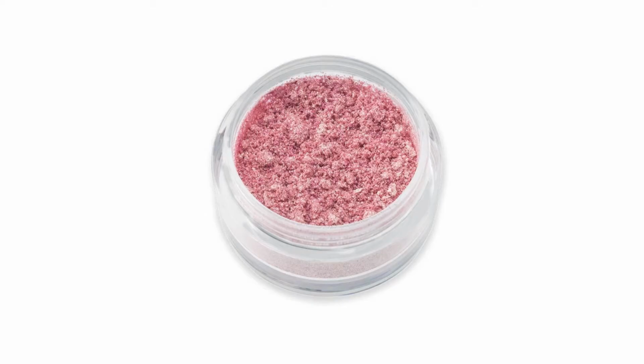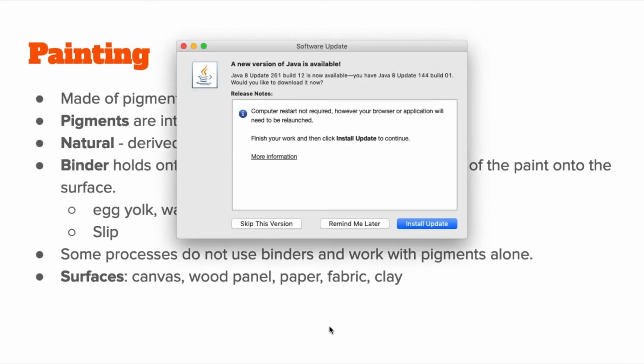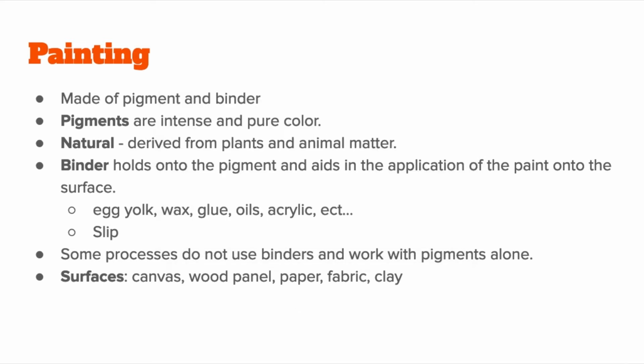Makeup can also be applied with very little binders and just rely on the pigments themselves. And again, the surface itself, the support material, can be made of many different types of materials, such as canvas, wooden panel, paper. As long as the surface is prepared by the artist and the paint adheres to it and is durable, it can be used as a support material.